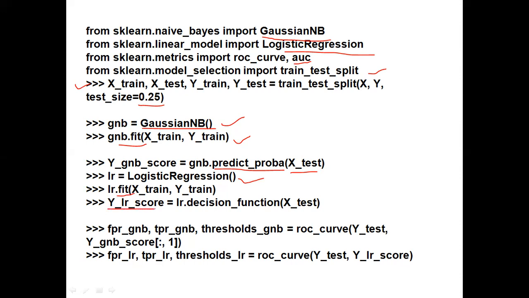And again, we are calculating the score of this logistic regression model using lr.decision_function. So there are alternative methods to calculate the accuracy score, so you can learn that also here. We are passing X_test as a parameter, because for this X_test data we want to predict the class label. So y_lr_score will have the accuracy of the logistic regression model.